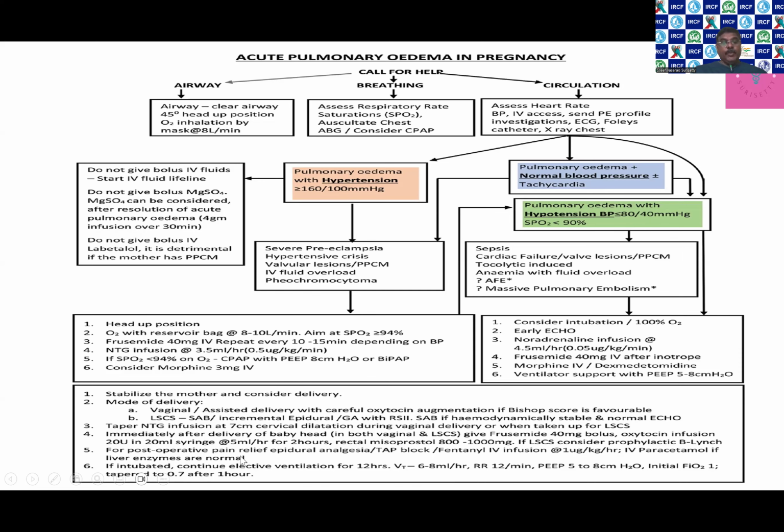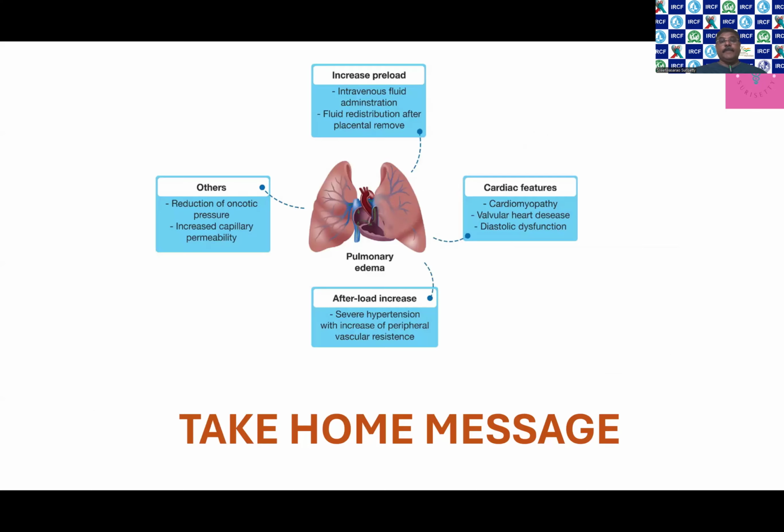If the patient is intubated for the delivery, normal or LSCS, you have to continue elective ventilation for 12 hours after delivery of the baby, with tidal volumes of 6 to 8 ml per kg, a respiratory rate of 12 per minute, and PEEP of 5 to 8 centimeters of H2O. The initial FiO2 may be 1, and you have to taper the FiO2 after 1 hour according to the condition of the patient.